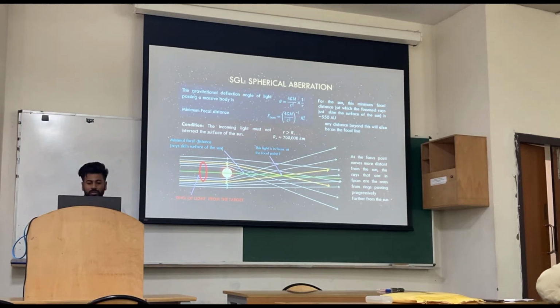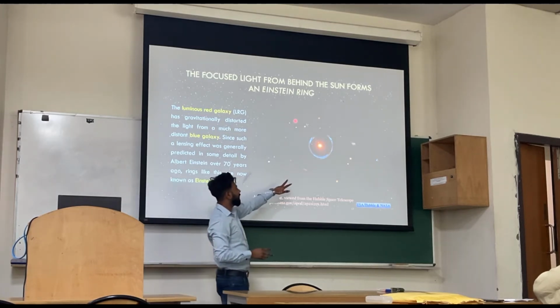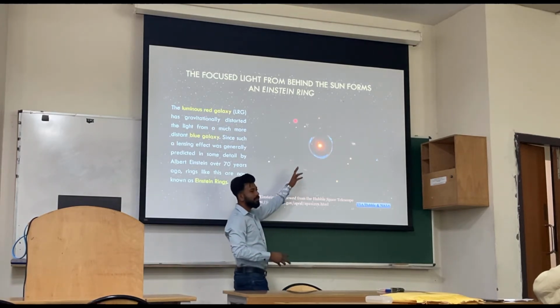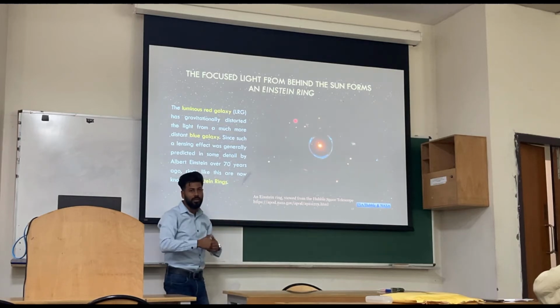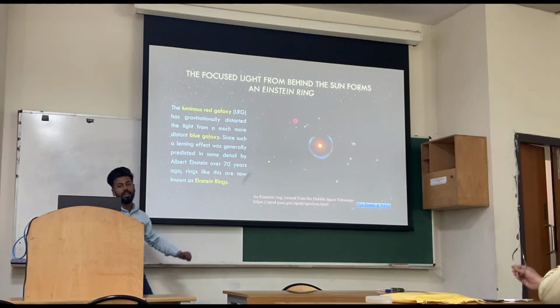So here is an image of an Einstein ring which is captured using a luminous red galaxy, and this is the image of a blue galaxy. In such a way, the red galaxy is placed somewhere, with its focal point coming to Earth, and we captured the image of a blue galaxy which is farther away from that galaxy.